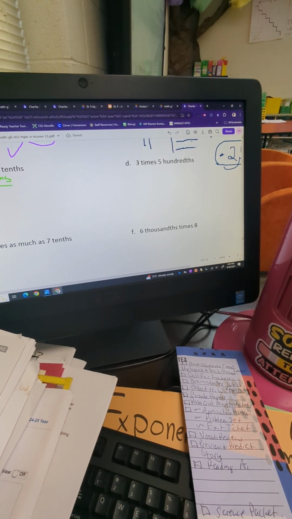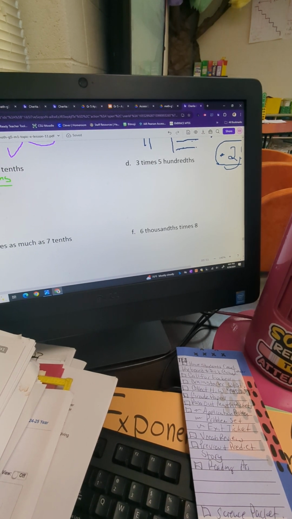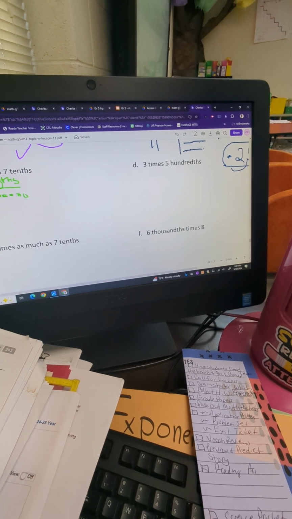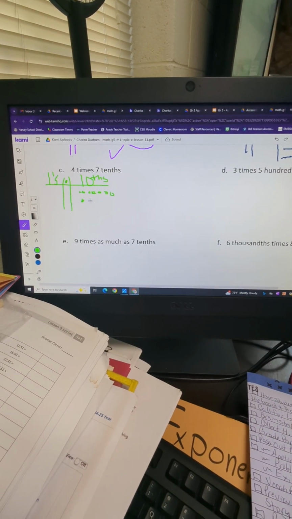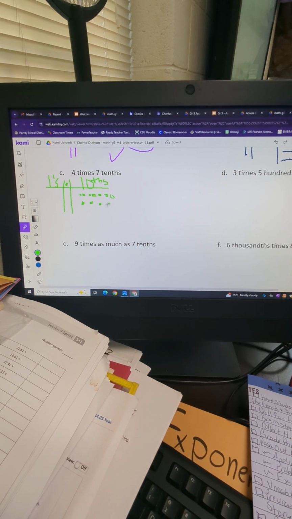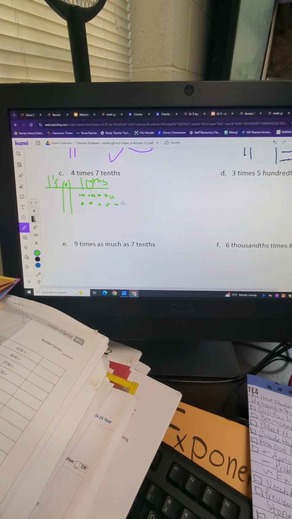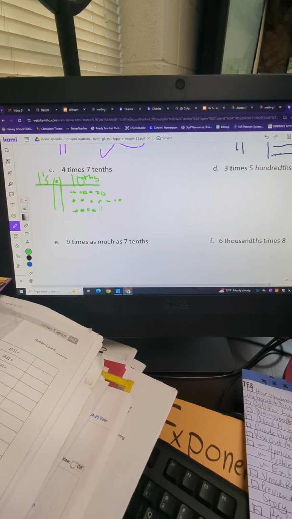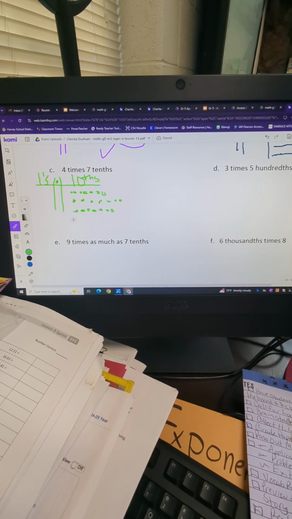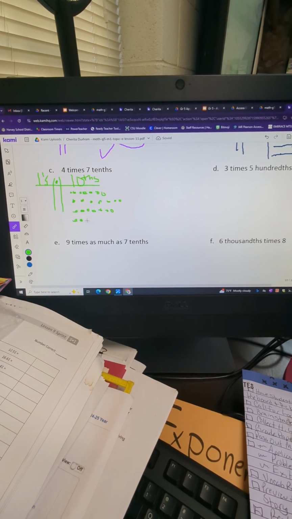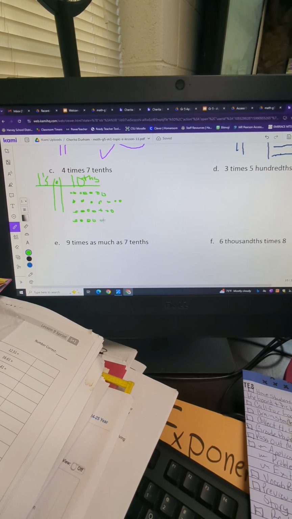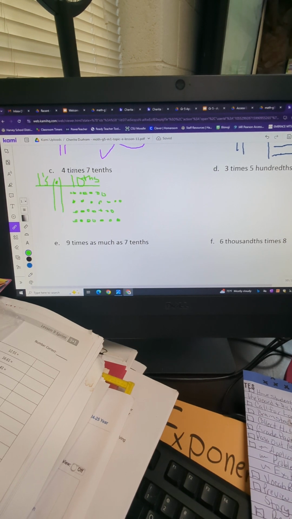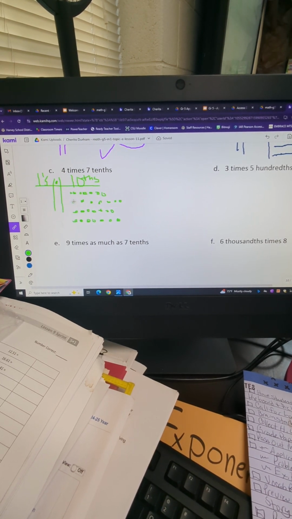We need 4 groups of 7. 1, 2, 3, 4, 5, 6, 7. You got it? All right, we got to do this 4 times, so let's keep going. Another one. 1, 2, 3, 4, 5, 6, 7, and one more. 1, 2, 3, 4, 5, 6, and 7. All right, let's make sure that we drew 4 groups of 7/10. That's 1 group, 2 groups, 3 groups, 4 groups.